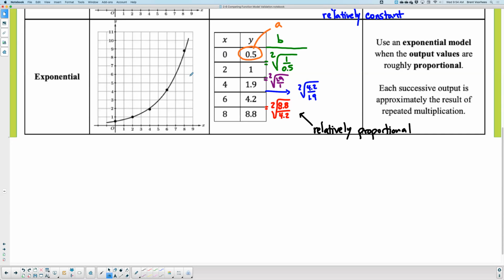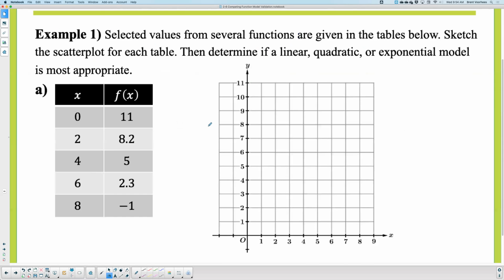With that, we're going to get started looking at models. So if you remember from earlier this year, when we looked at models, let me do the scatter plot first, and then we'll go from there. All right, let's go with 0, 11. Go ahead and let's plot that. 0, 11, plot that point. 2, 8.2. And we're going to make some guesses as we go.